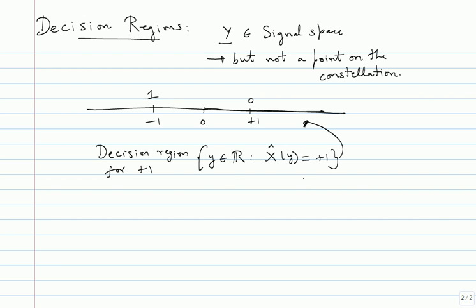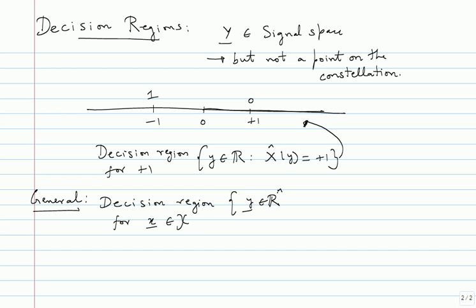If in general my signal space is R^m, what is my decision region in general? My decision region for some x in my constellation is the set of all y in R^m, assuming my dimension is m, such that x hat of y equals x. Something I've been doing all along. So that's a formal definition, and you can see this will be a partition of the signal space.